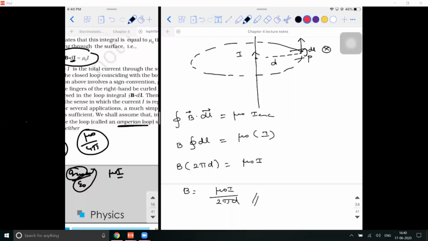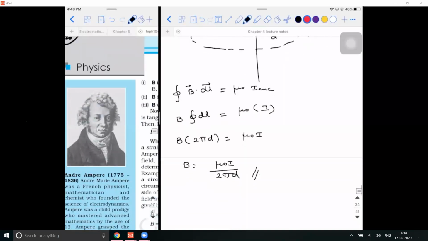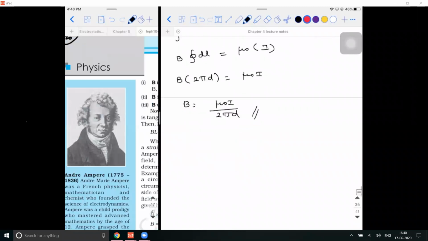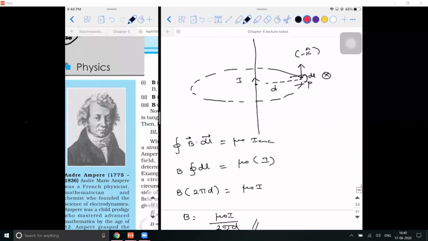So that is how you derive the expressions. Clear? We are determining whether the B is going into the plane or out of the plane. How are we determining whether the magnetic field is going into or out of the plane? Right hand thumb rule. The first rule.